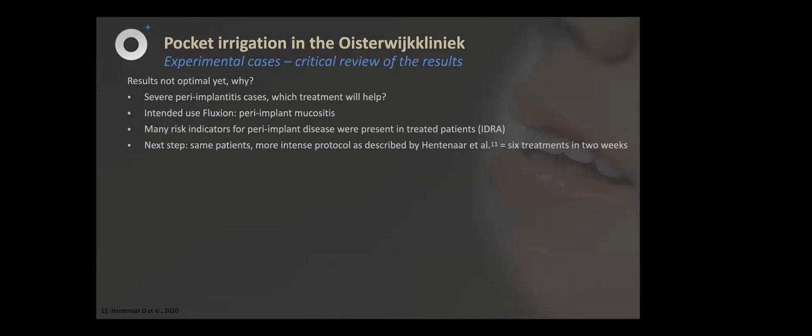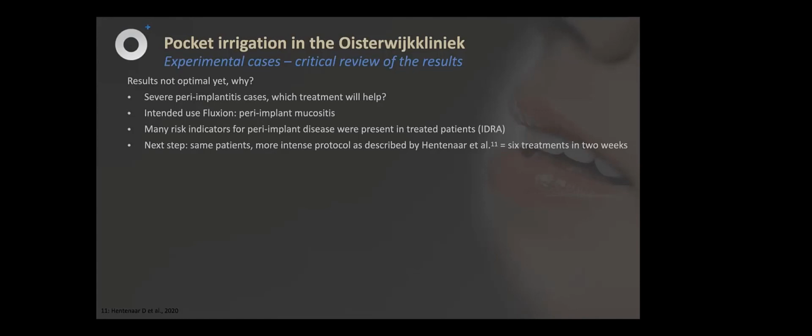And why is that? Well, I think we started with the wrong cases. If you look at the pocket irrigation, we started with severe peri-implant cases, where treatment will help. We are not yet comfortable with the cases we had so far. And the intended use of Diffraction was peri-implant mucositis instead of peri-implantitis.